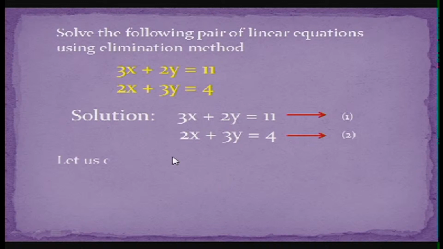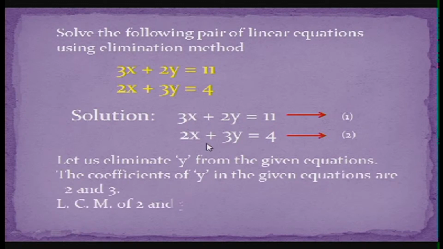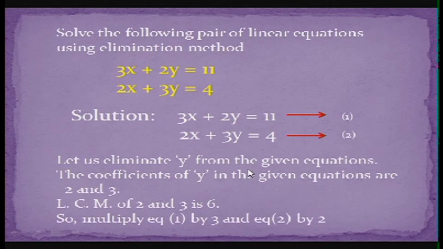Okay. Now, what are we going to do? We will try to eliminate y from the given equations. So, we are going to remove this y part from the equations. The coefficients of y in the given equations are 2 and 3. If you observe, children, in equation 1, the coefficient of y is 2 and in equation 2, the coefficient of y is 3. So, the coefficients are 2 and 3.